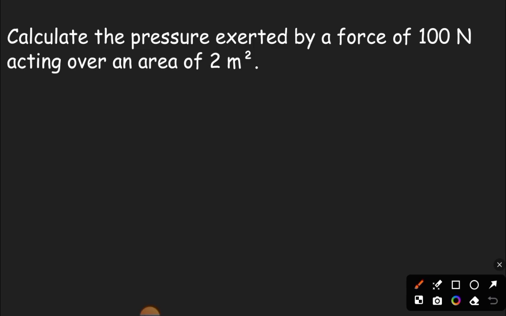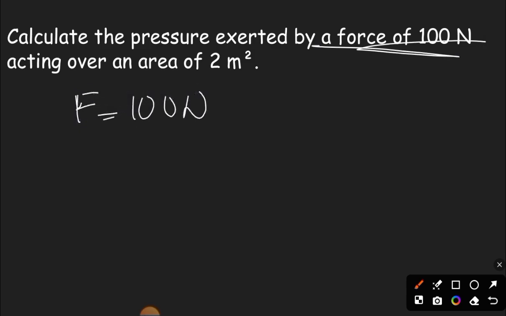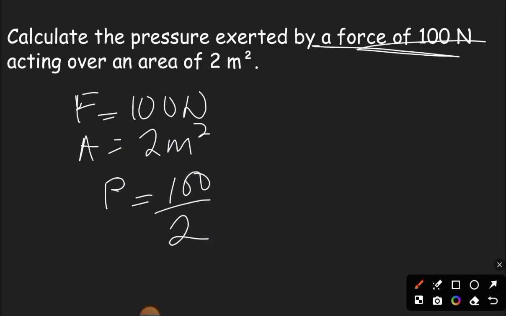So calculate the pressure exerted by a force of 100 Newton. So force equals 100 Newton acting on an area of 2 meters squared. Pressure equals force, which is 100 Newton, over the area, which is 2. So we are going to have 50 Pascal.